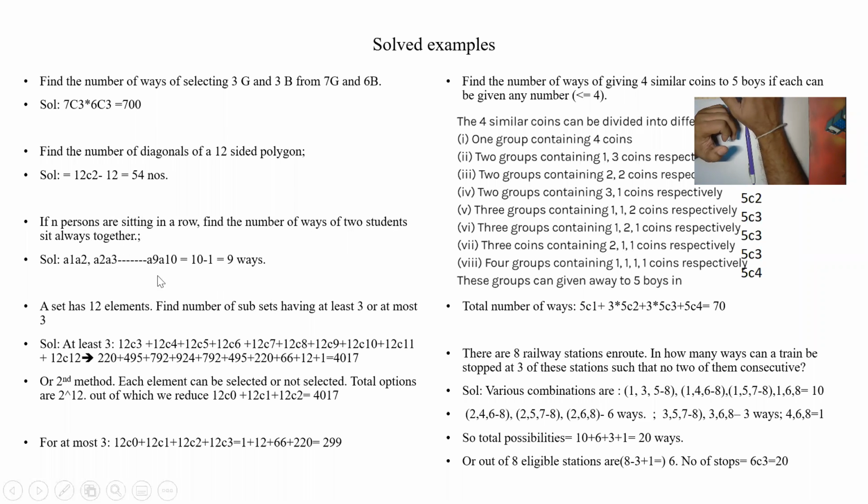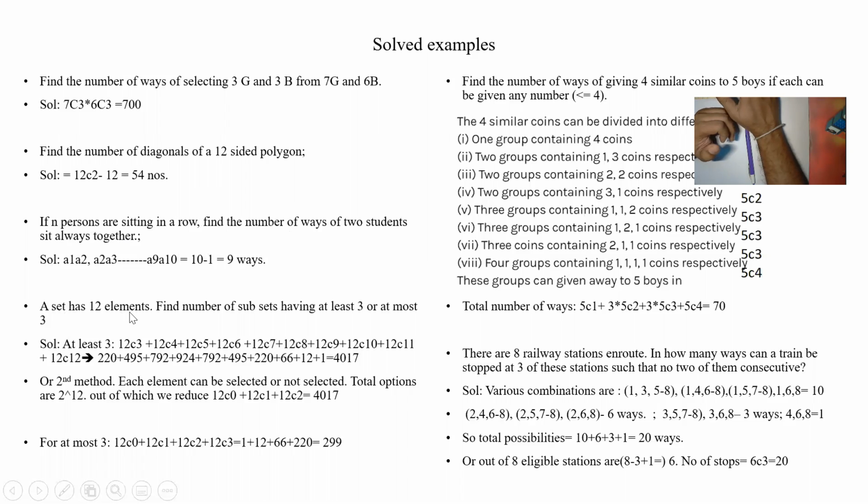We have only 9 options: A1A2, A2A3, up to A9A10. A10A1 is not possible because they are not at a round table. So they are sitting in a row, only 9 ways. It's a simple problem. Sometimes this simplicity may distract us when seeing the problem.